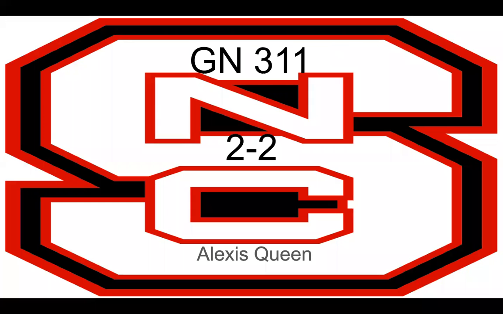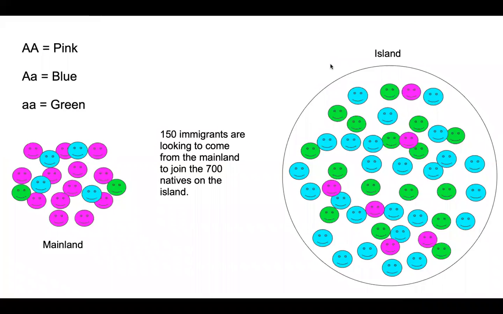Just a disclaimer, I am not going to go deeply in depth into the work that I did just because of time purposes, but I am going to explain the overall purpose of it. So I'm doing the migration of turtles. My dominant alleles will be the pink turtles, my heterozygotes will be blue, and my recessive will be green.